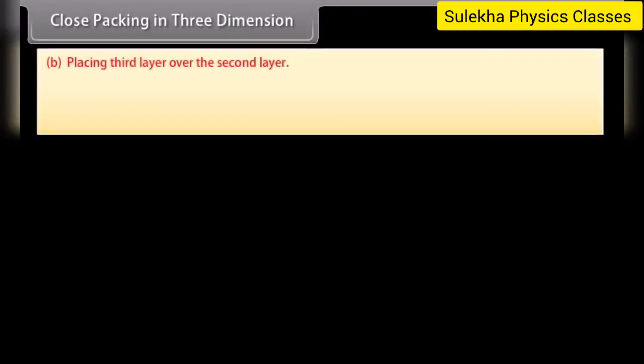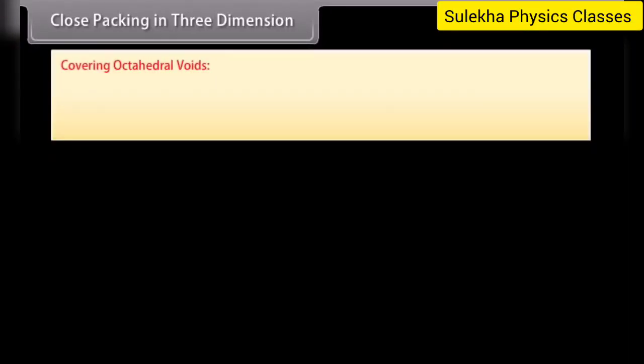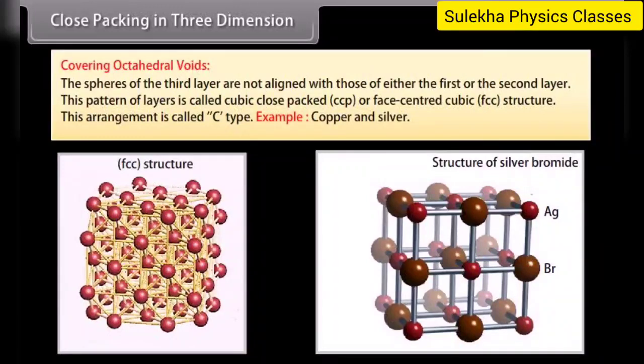Placing third layer over the second layer. 1. Covering tetrahedral voids. In this case, the spheres of the third layer are exactly aligned with those of the first layer. Thus, the pattern of spheres is repeated in alternate layers. This structure is called a hexagonal close-packed HCP structure. Example, zinc. 2. Covering octahedral voids. The spheres of the third layer are not aligned with those of either the first or the second layer. This pattern of layers is called cubic close-packed CCP or face-centered cubic FCC structure. This arrangement is called C-type. Example, copper and silver.